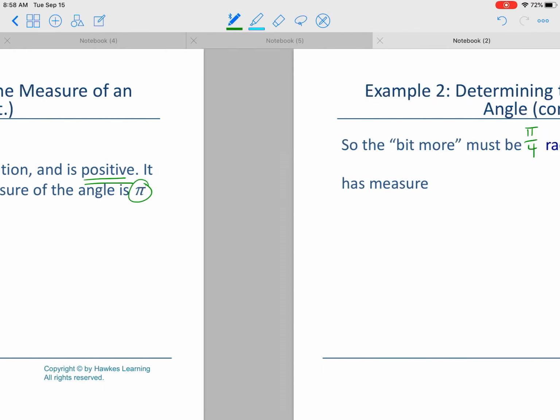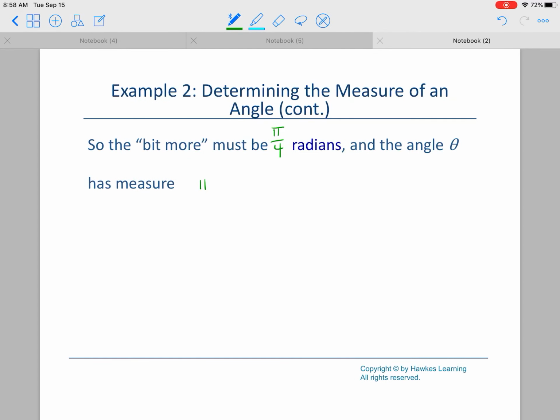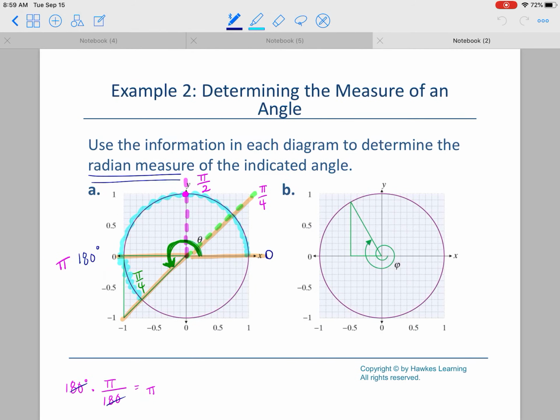So I'm going to do pi plus pi over 4. Now, in order to add those, I have to have the same denominators. So that's going to give me 4 pi over 4. And I'm going to add them, and I'm going to get 5 pi over 4.